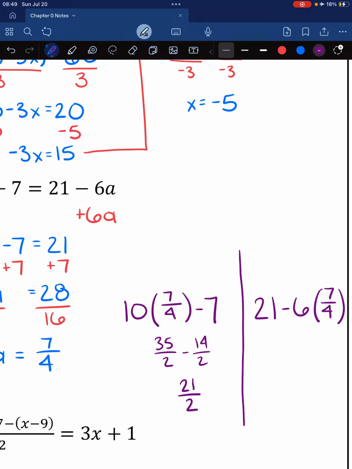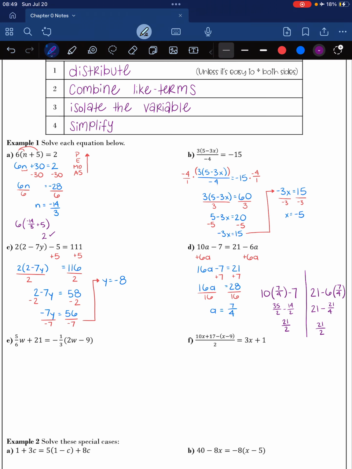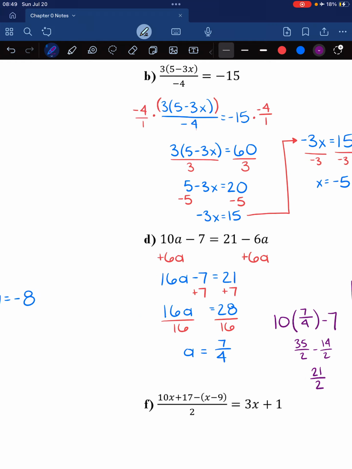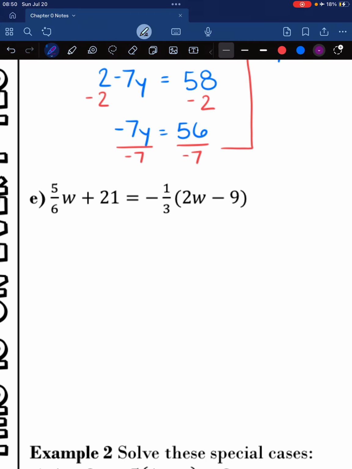Okay, so then we can do 21 minus 42 fourths, which is going to be 21/4, which is going to be 21 halves. It looks like everything's correct. Look at us go. Alrighty, so that's just how you would have to check your answer if you have variables on both sides.